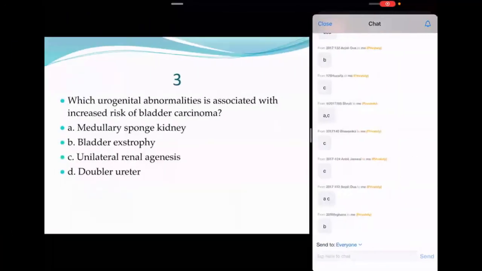So, bladder extrophy is a situation where the anterior abdominal wall and the anterior wall of the bladder are missing, exposing the posterior bladder wall to the environment, and this causes adenocarcinoma. So bladder extrophy is the answer.